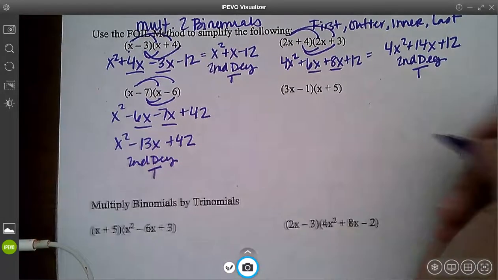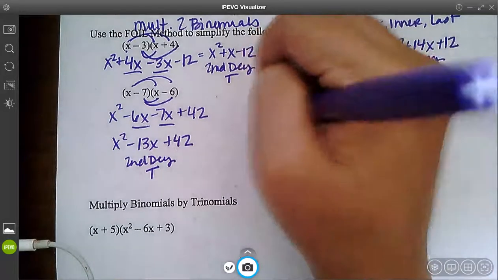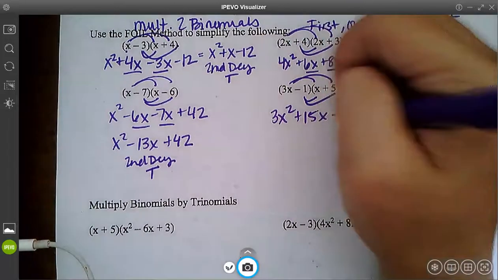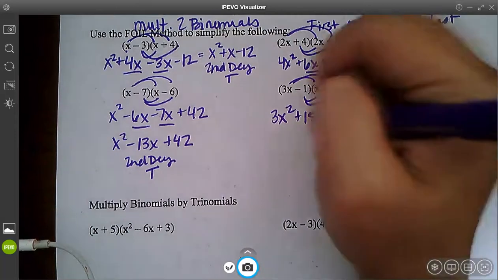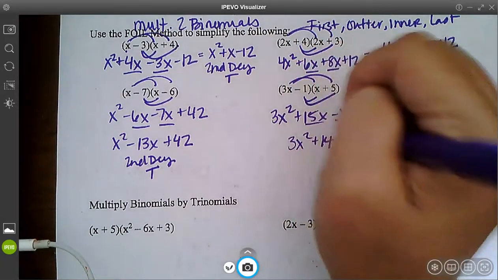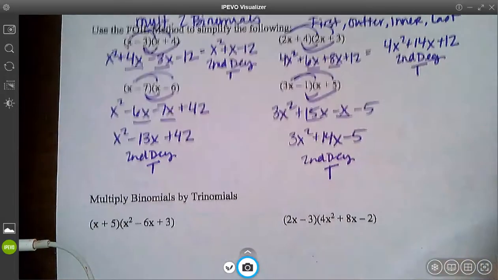And then the last one here, 3x squared plus 15x minus x minus 5. Combine your like terms, 3x squared plus 14x minus 5 is a second degree trinomial.